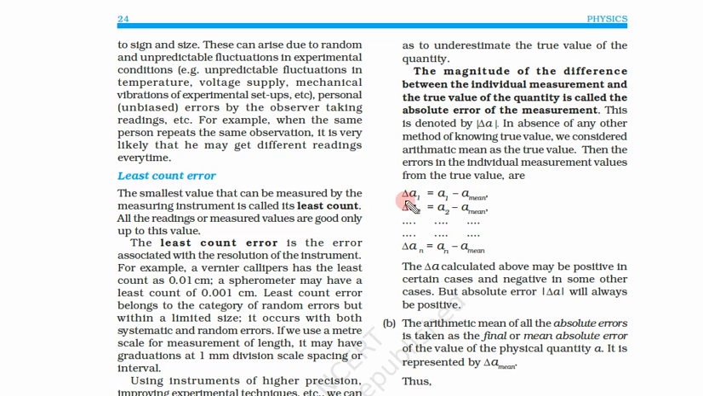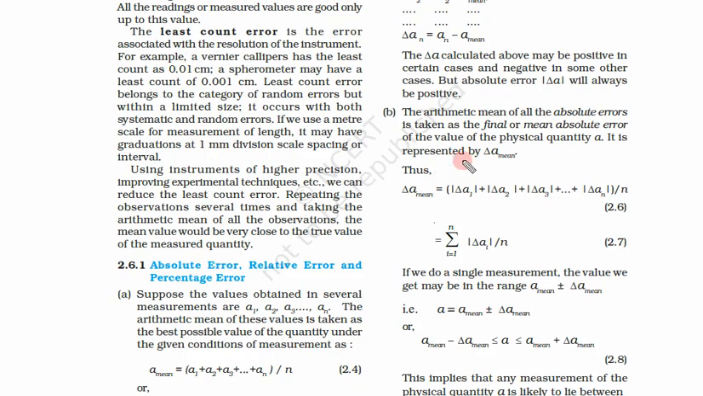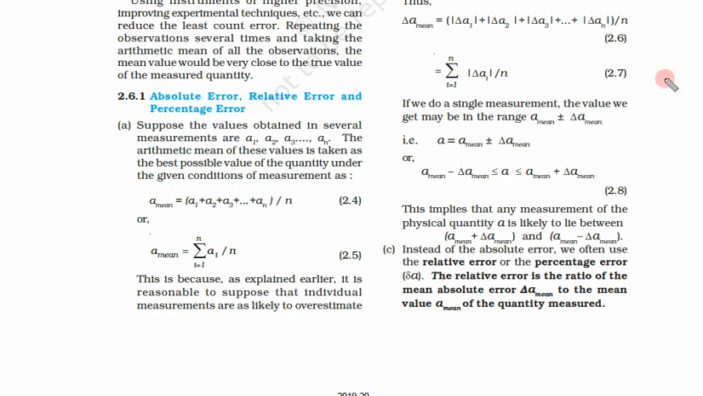So what we do is first take the difference of each value with the mean, then we make that positive. Suppose this quantity comes out negative, we make all the quantities positive. After that we take the average of these errors. So how do we do that? We add all the errors and divide by the number of measurements. This is the average error. Now what is the value of the quantity? The value of the quantity is average value plus minus average error.